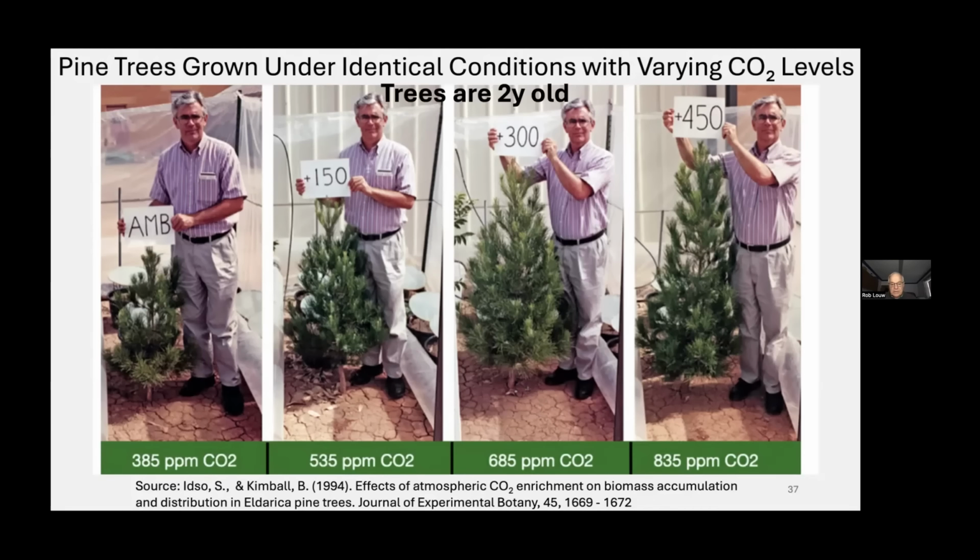You've got 4 images here. The pine on the left was grown at ambient conditions. This is back in 1994, when it was 385 parts per million. And then the concentrations were increased by 150, 300, and 450 parts per million, and the trees were grown for 2 years. And again, as you can see, the tree at the ambient level is considerably smaller than the tree that was grown at 835 parts per million.